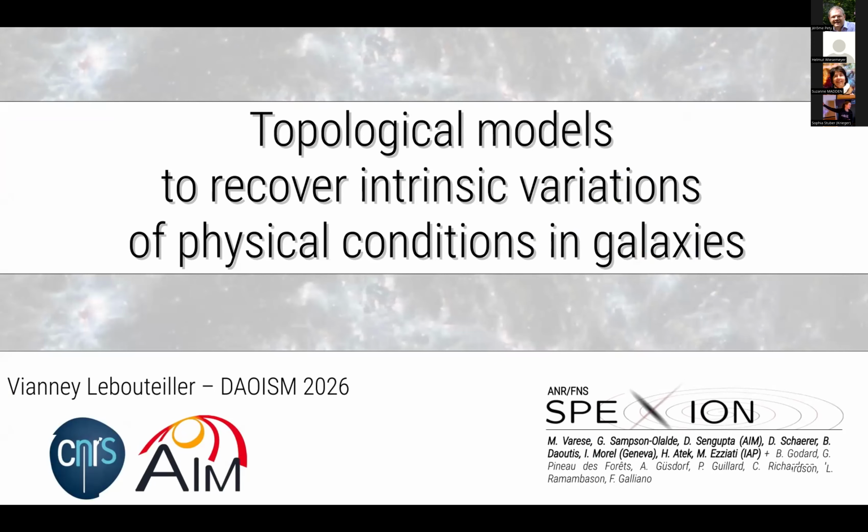So in this talk, I will present some recent progress about the methodology and the applications of so-called topological models to recover variations of physical conditions in galaxies. In fact, it's going to be a summary of some results, and it's a first phase within a longer-term project, which is going to continue with the project called Spection, which is co-funded by the ANR and the Swiss National Fund, with the main collaborators on the bottom right.